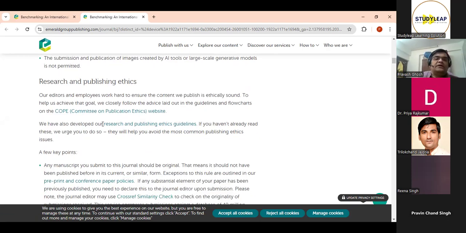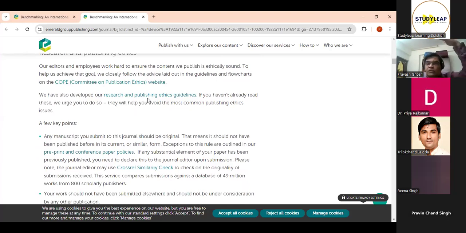Just you can see here, our editors and employees work hard to ensure the content we publish is ethically sound. To help us achieve that goal, we closely follow the advice laid out in the guidelines and flowcharts on the COPE website. If I go there, it will take half an hour, so I'm not going, but you read this website. Simply type COPE, Committee on Publication Ethics, on Google, right? You will see what the rules are. Even the editor has to follow some rules.